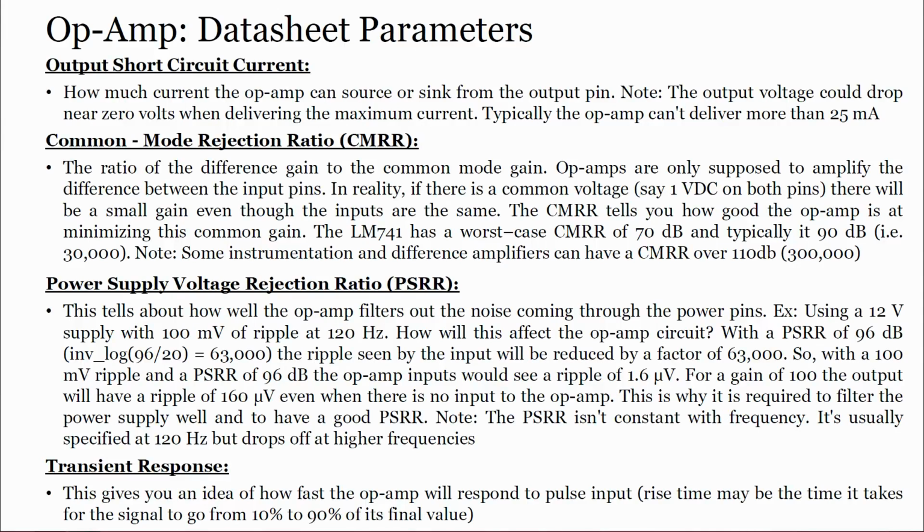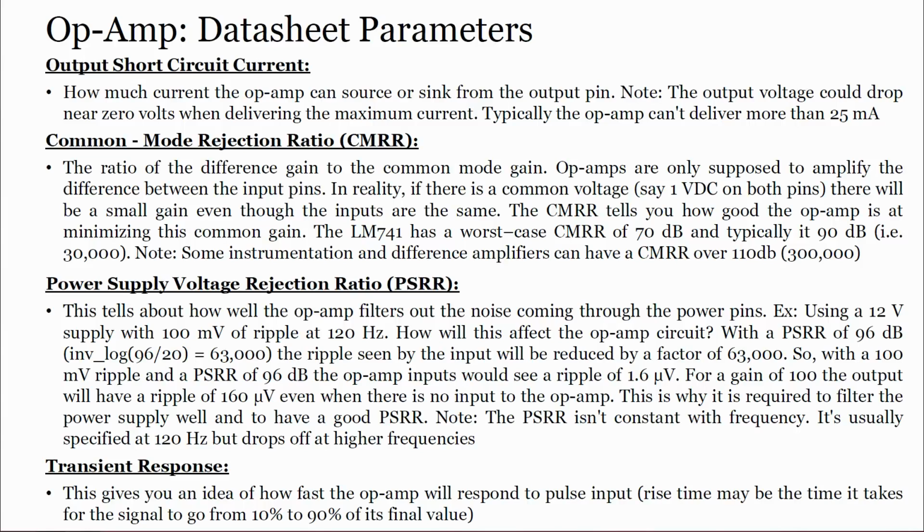Then there is the output short circuit current. What is that? How much current the output can source or sink from the output pin is the output short circuit current. The output voltage will drop near 0 volts when delivering the maximum current. Typically, the op amp cannot deliver more than 25 milliamperes. Then we have the common mode rejection ratio, another parameter in the data sheet. What is this parameter? The ratio of the difference gain to the common mode gain, AD by ACM, which we have seen. CMRR should be extremely high.